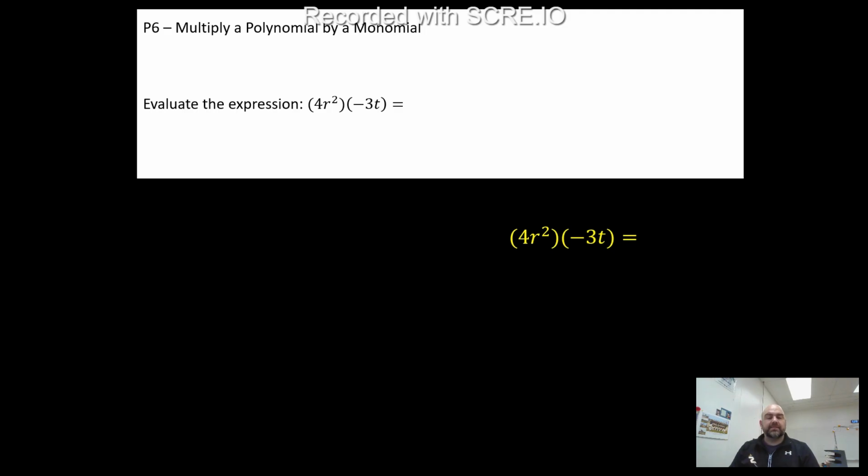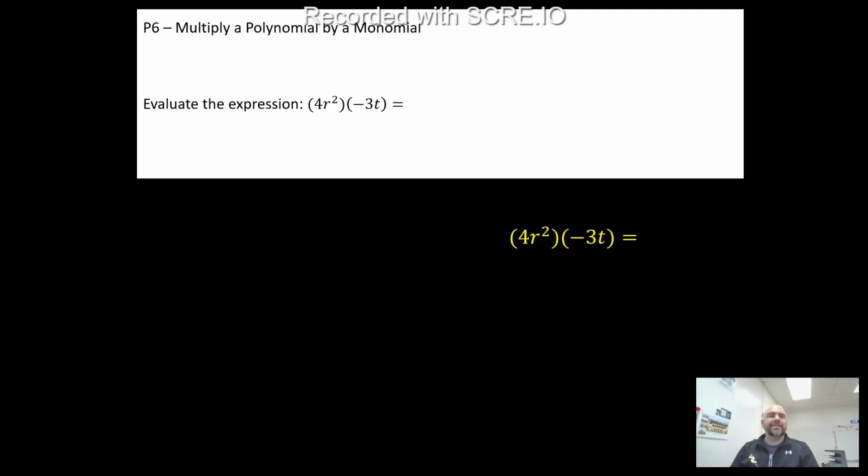When we're looking at this, we're going to follow the exact same rules of multiplying that you should have seen in previous ones, or maybe this is the first time you're seeing it. We're going to follow the rules of multiplying terms together. Step number one, and always step number one, is to multiply our coefficients together.